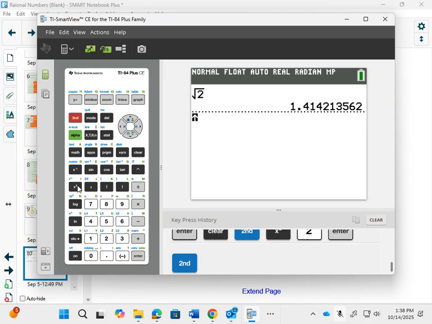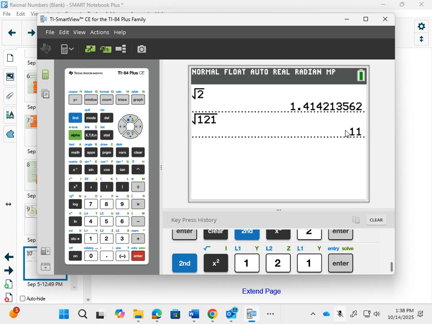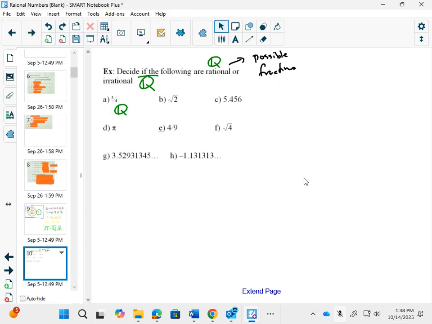Here I'm going to do a square root. I'm going to pick one that I think most of you might not know in mental math. Anybody know what the square root of 121 is? But when I push enter, it's perfectly 11. So this square root, because it's a nice number that ends, is a rational number. But a square root that has decimals with no pattern that keeps on going is an irrational number. We go back to our notes here. Square root of 2 would be irrational.